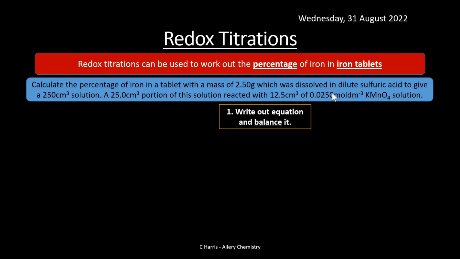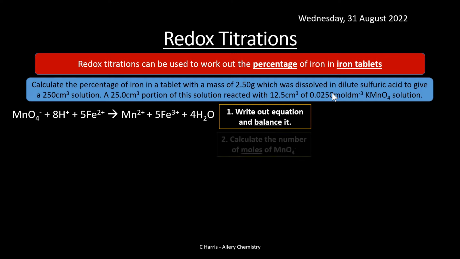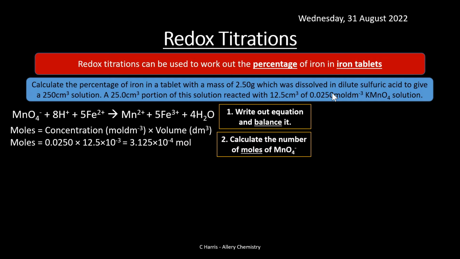So the first thing we need to do is write out the equation and balance it. In this case, there's your equation: manganate with your Fe2+. The next thing, as we've just seen before, is to calculate the number of moles of manganate ions. Moles is the concentration times volume. So the moles is going to work out at 3.125 times 10 to the minus 4 moles. It's the total number of moles. So remember, this is the strength.